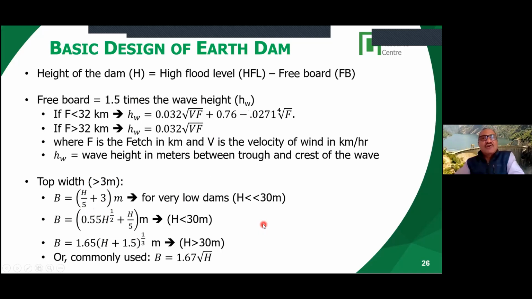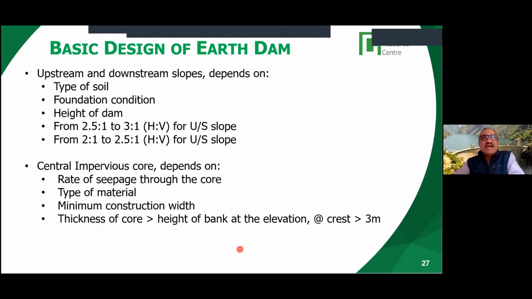Then we have different conditions. When the height of the dam is less than 30 meters, we use this formula. For very small, low heights, 5 or 10 meters, we use this one. And when it is more than 30 meter high earthen dams, the top width is calculated in this way. So these are some of the parameters used in earthen dam design.